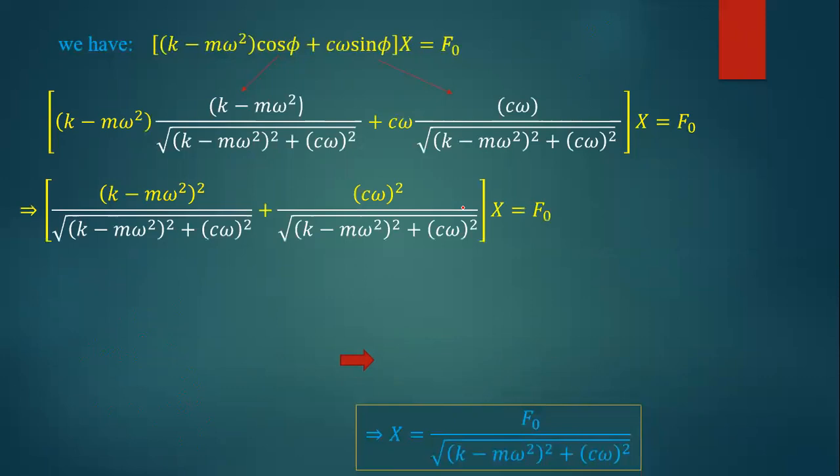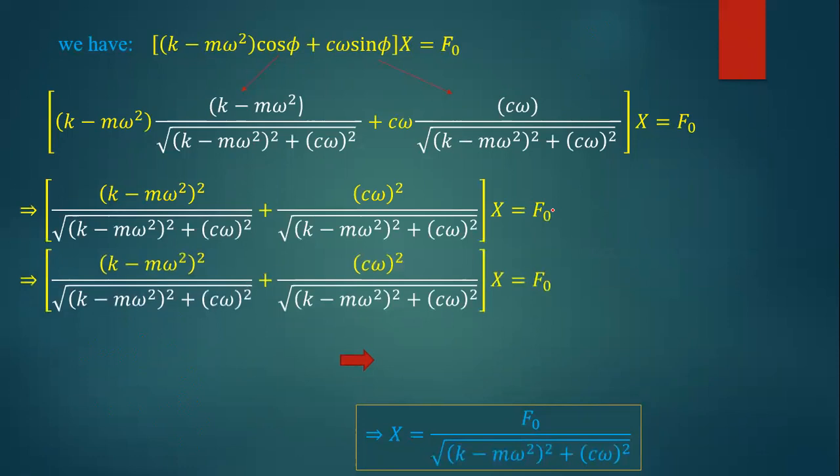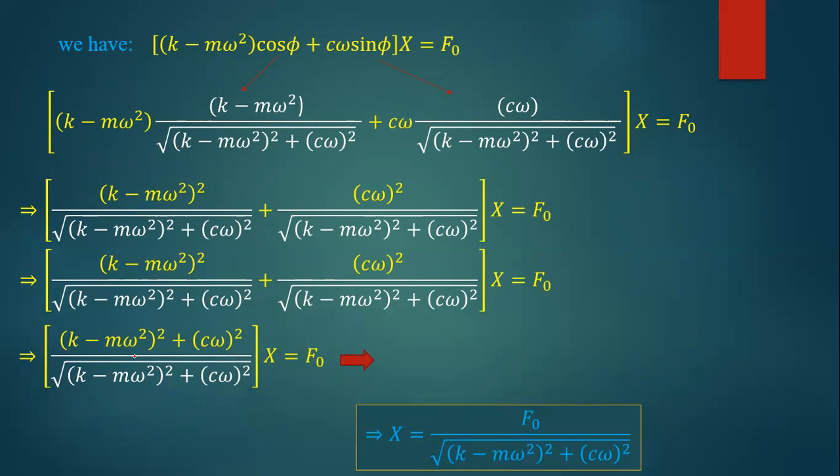The expressions. Okay. So (k minus m omega squared), whole squared, plus c omega times c omega, so (c omega) whole squared, over the hypotenuse part, times x, is F naught. This equation is redundant, almost the same as the previous equation. Okay, no problem. So this equation is equal to ((k minus m omega squared) whole squared plus (c omega) whole squared) over the radical of (k minus m omega squared) whole squared plus (c omega) squared, times x, which is equal to F naught. This x is the steady state amplitude which we are going to find.